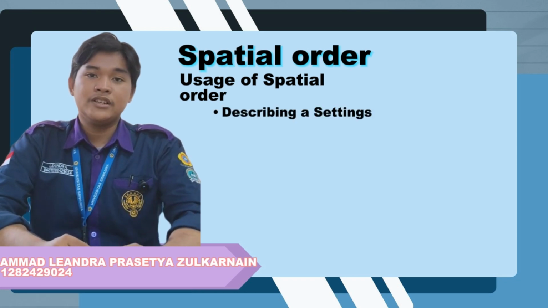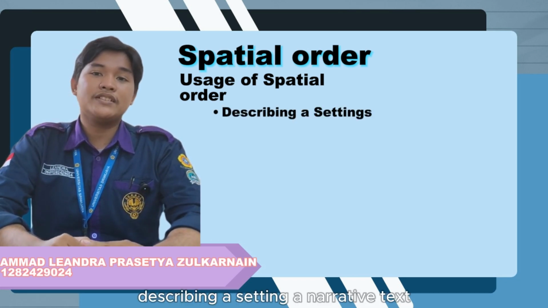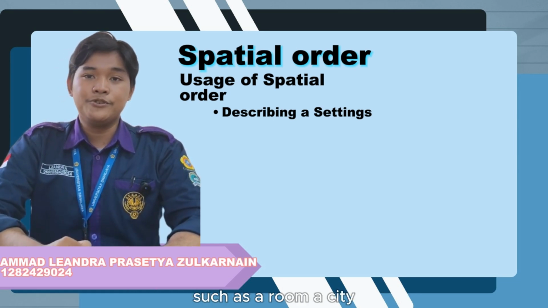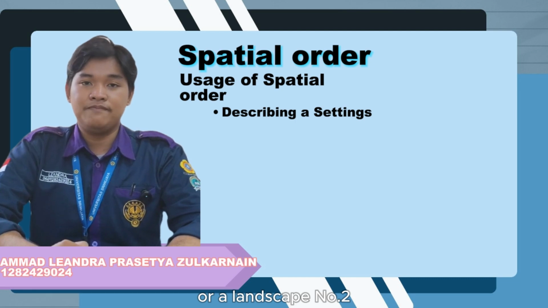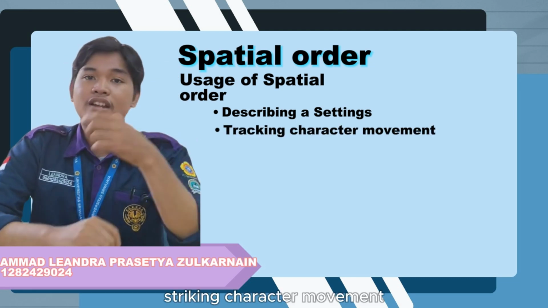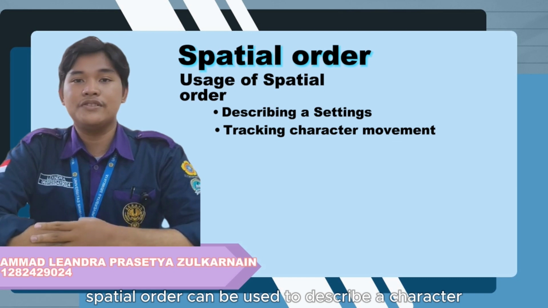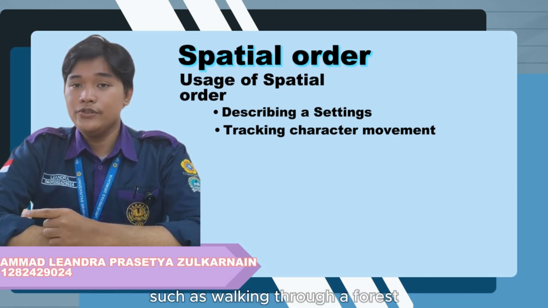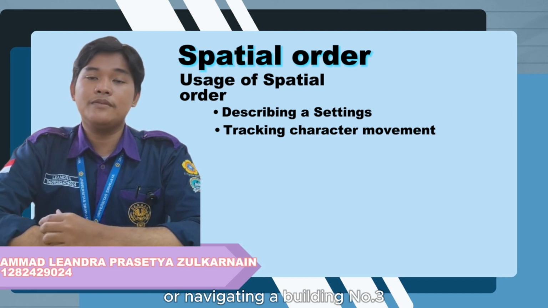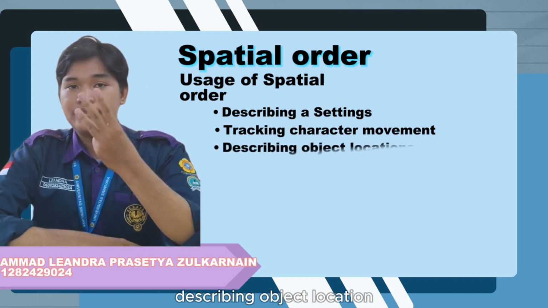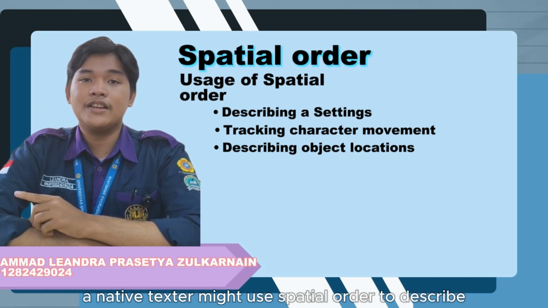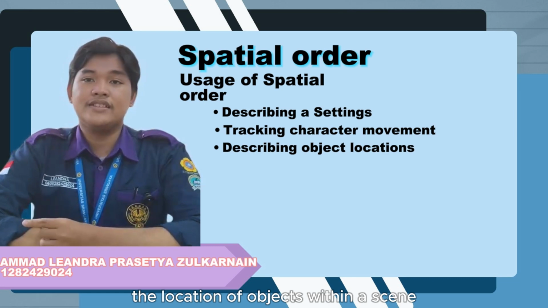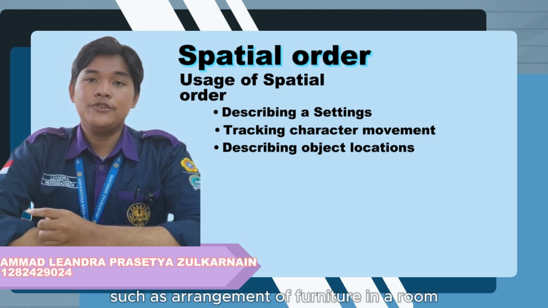Number 1, describing a setting. A narrative text might use spatial order to describe a character's surroundings, such as a room, a city, or a landscape. Number 2, tracking character movement. Spatial order can be used to describe a character's movement through a physical space, such as walking through a forest or navigating a building. Number 3, describing object location. A narrative text might use spatial order to describe the location of objects within a scene, such as the arrangement of furniture in a room.